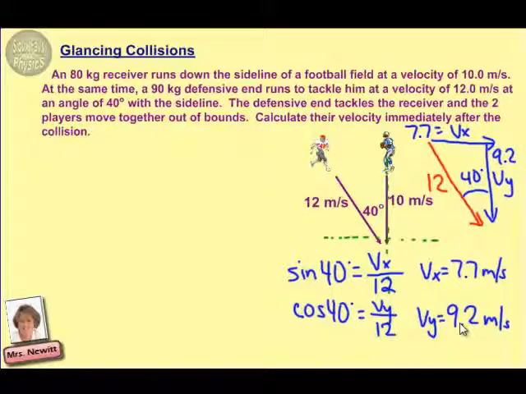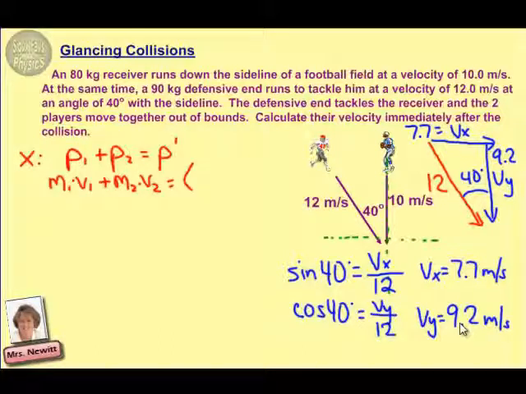Now again, remember, it's a good idea when you're writing out the conservation of momentum for a glancing collision to do so specifically writing x and y directions. So in the x direction, we would have momentum 1 plus momentum 2 equals final momentum. And again, that's mass 1 times velocity 1 plus mass 2 times velocity 2.